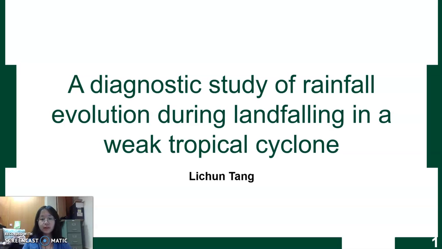Today my topic is a diagnostic study of rainfall evolution during landfalling in a weak tropical cyclone. I'll talk about a relatively weak tropical cyclone case which happened in Shanghai, China in 2018. This tropical cyclone led to severe flooding in the eastern part of China and caused a lot of loss.